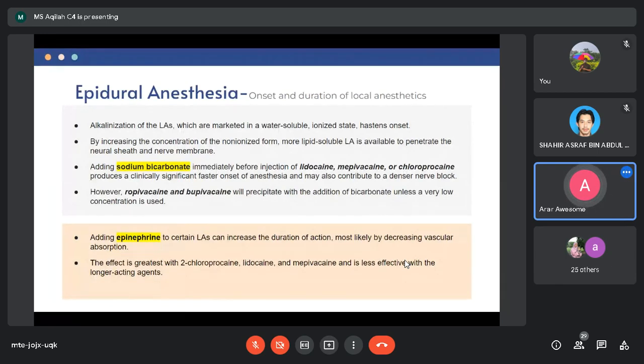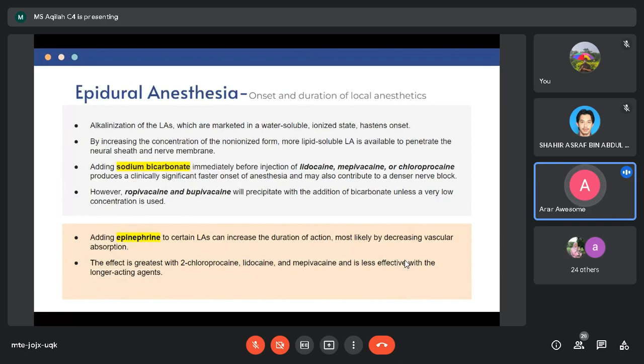When we introduce epidural anesthesia, when we alkalinize the local anesthetic, it can hasten the onset of the anesthesia. For example, when we add sodium bicarbonate immediately before injection of any agent, say lidocaine, bupivacaine, or chloroprocaine, it can produce a clinically significant faster onset of anesthesia that will contribute to the nerve block. However, some drugs such as ropivacaine and bupivacaine will precipitate with the addition of bicarbonate unless we use a very low concentration.